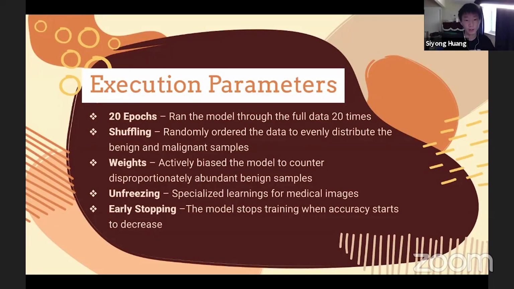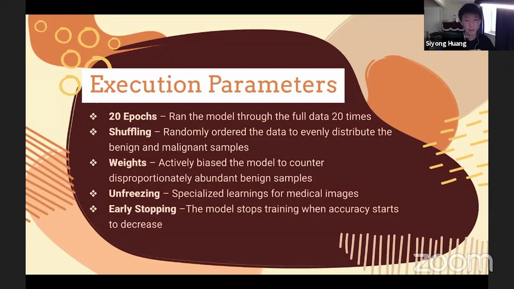When we train the model, there are some parameters that we can choose to enhance the learning process. We want to emphasize the following 5. First, we chose to use 20 epochs, which means that we ran the model through the full data 20 times, ensuring it had enough time to learn.